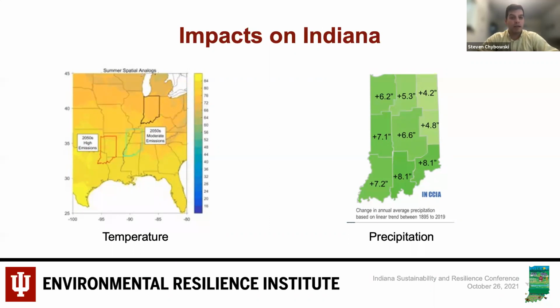Also want to mention here how much precipitation has changed in Indiana over about the past century. We are seeing precipitation that's increased by about 5 to 8 inches, depending on where you are in the state, over the last 100 years. And that's a trend that's expected to continue.